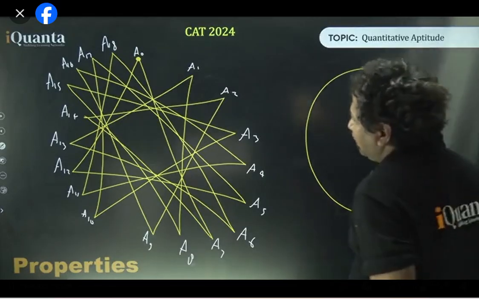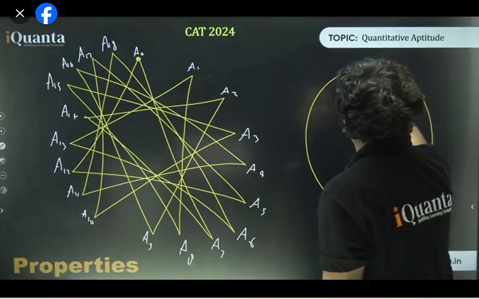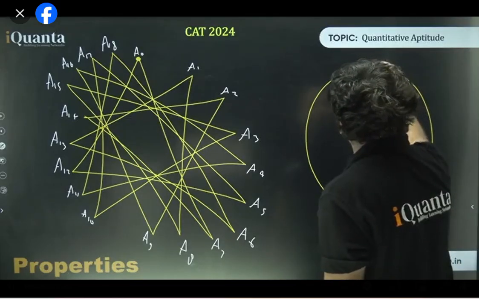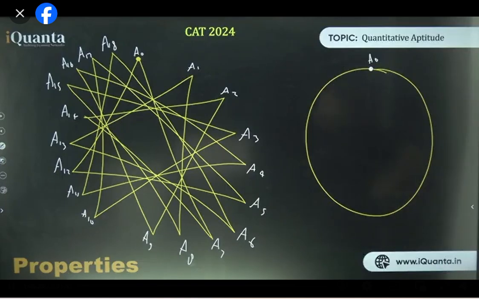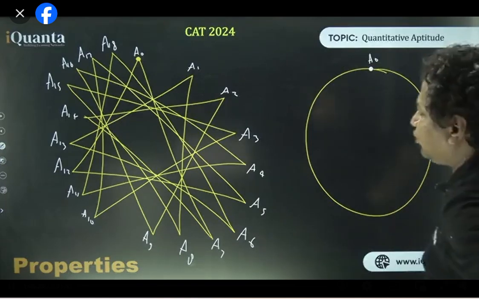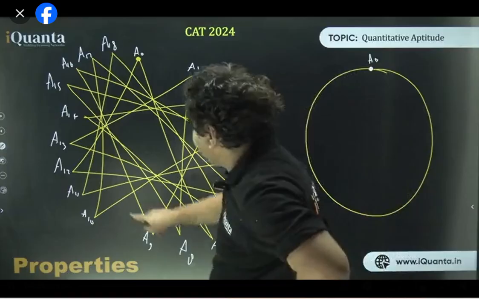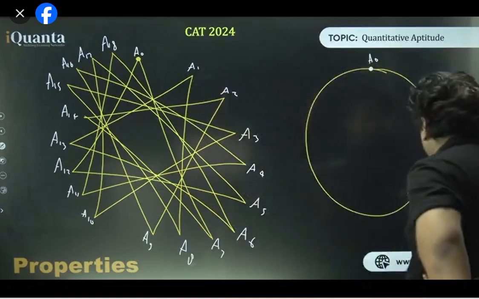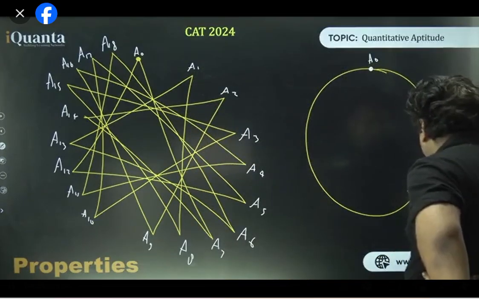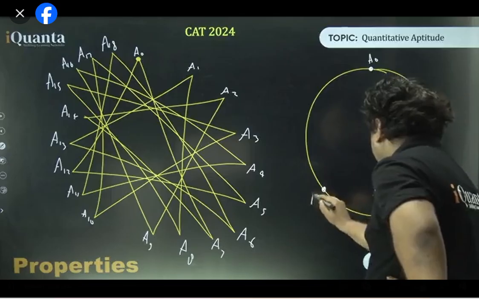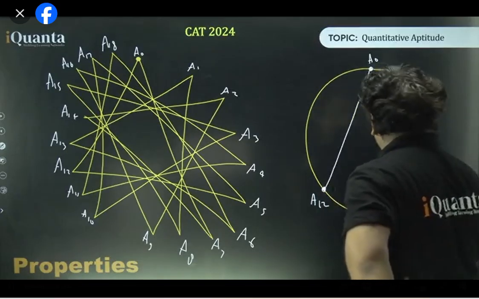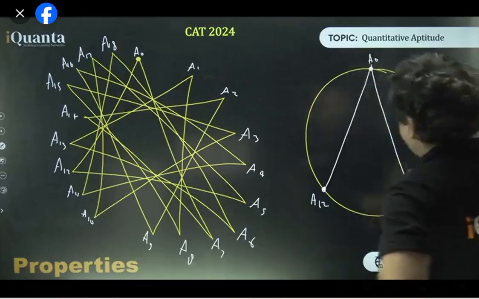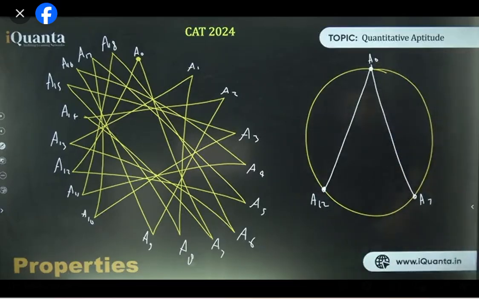So now let us take A0 into consideration. Who all have reached A0? A7 and A12. This is A7 and this is A12, taking only 3 points because there is a connection between A12 and A0, and A0 and A7. Is that right?